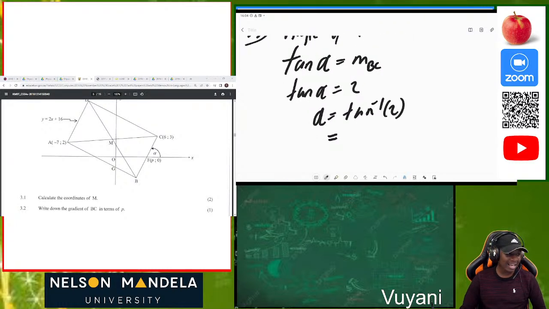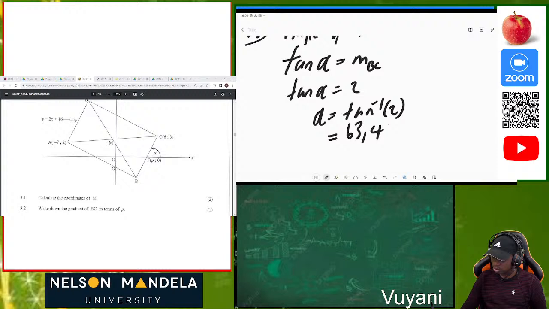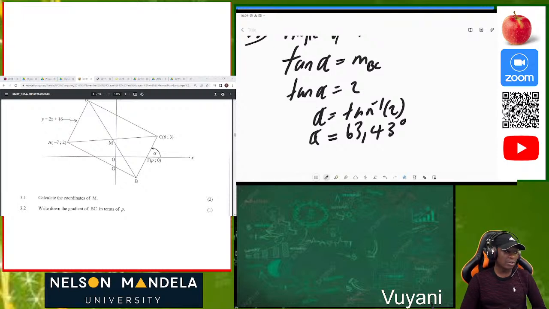Then we use our calculator. What is our answer? We got 63,43 degrees. I also used my calculator here. Then we were able to get our answer, which is 63,43 degrees. Can someone confirm my answer as well? Okay, thank you.